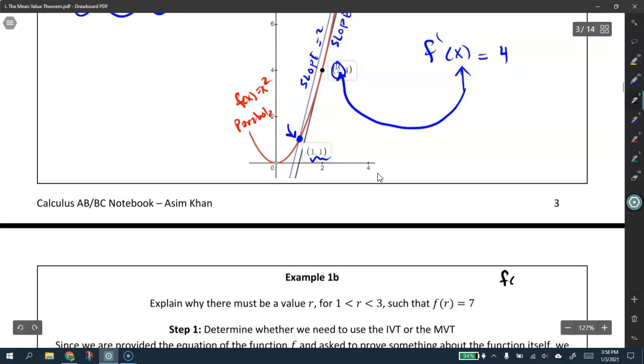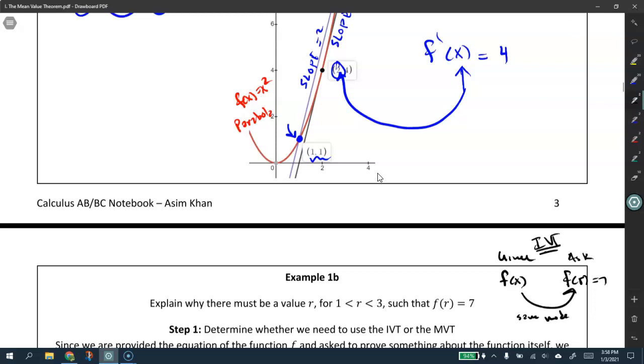We were given a function, and now, instead of asking us about the derivative, they're saying talk about f of r being equal to 7. You get that? They're not asking us to take a derivative. There is no derivative process involved here. They gave us a function and they're asking us about the function being equal to 7. In other words, even though it's in the lesson for MVT, and I do this on purpose, what we really need to use is the IVT.